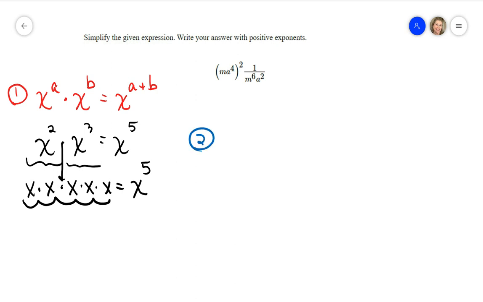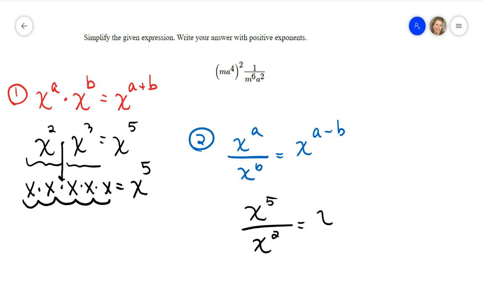Rule number 2 says if you have x to the a divided by x to the b, then that is equal to x to the a minus b. So if I have x to the 5th divided by x to the 2nd, that's going to be x to the, and it's always the numerator's exponent minus the denominator, so it would be 5 minus 2, not 2 minus 5. So that would be x to the 3rd.